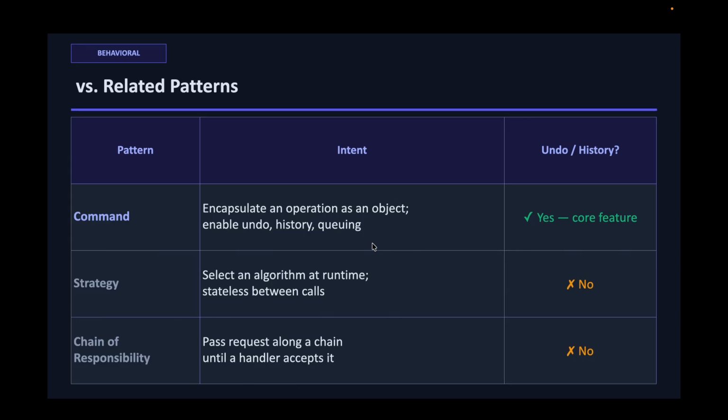The chain of responsibility also routes requests, but differently. The chain of responsibility passes a request along a chain until some handler accepts it. So it's like middleware or form validators. Command just hands a single encapsulated request from the invoker directly to the receiver. The request doesn't travel, it just executes.